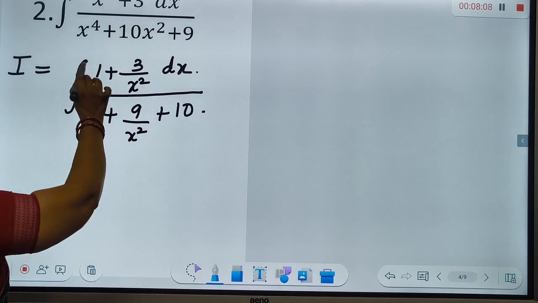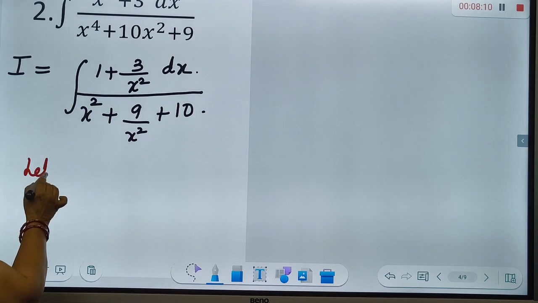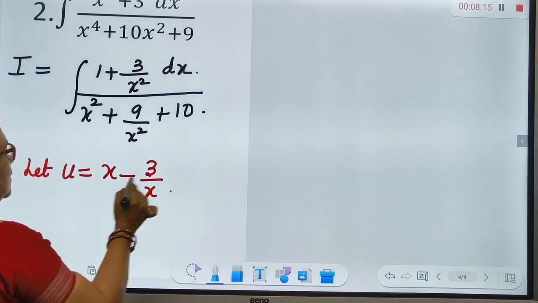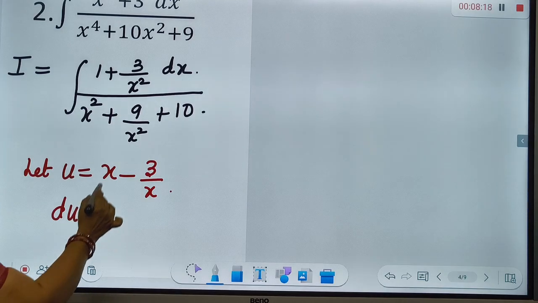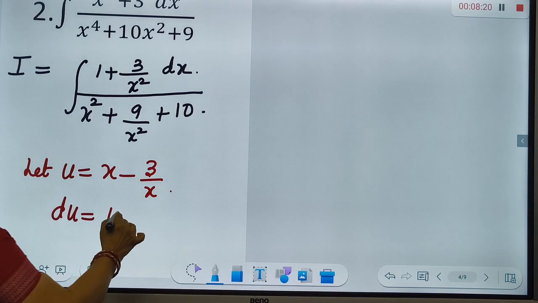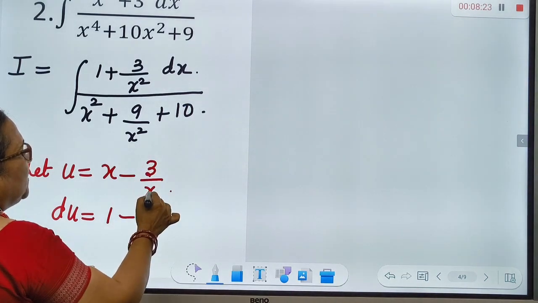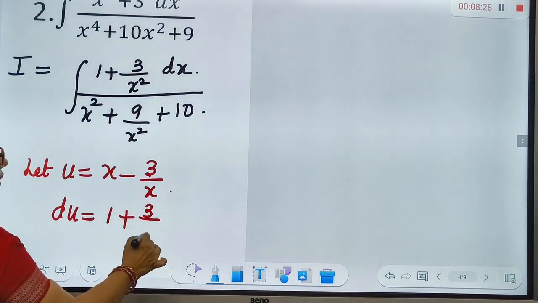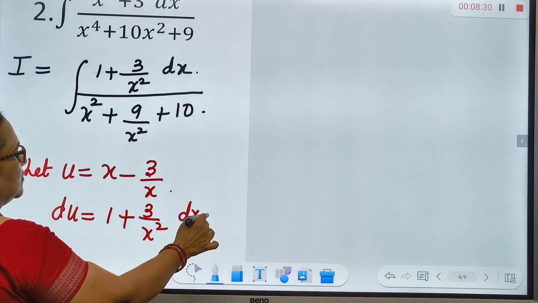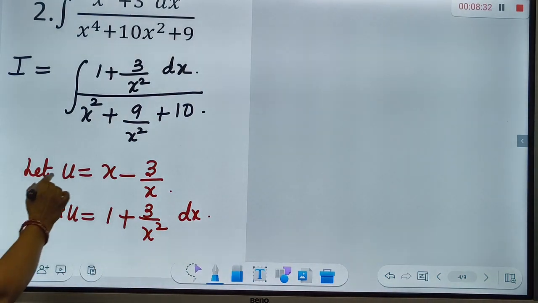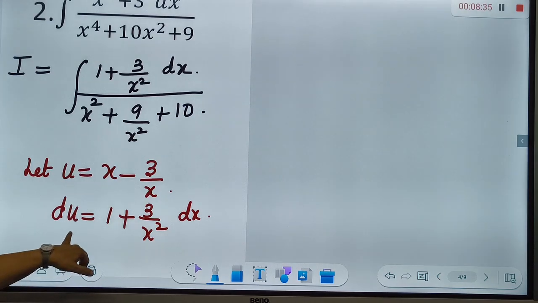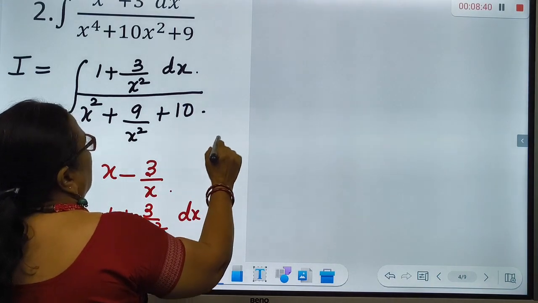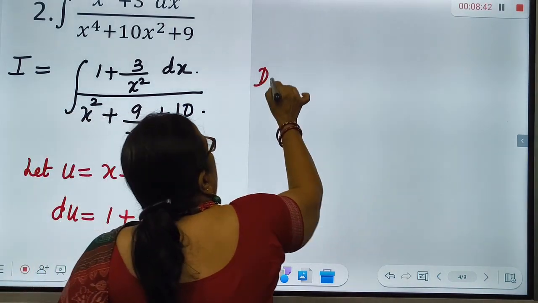Now, this is a derivative of what? Suppose I take u equal to x minus 3 by x. Then what will be du? Derivative of x is 1, minus, what is the derivative of minus 3 by x, plus 3 by x square. So 1 plus 3 by x square dx. So if I write u as x minus 3 by x, then du will be 1 plus 3 by x square dx. Now, what will be the denominator?